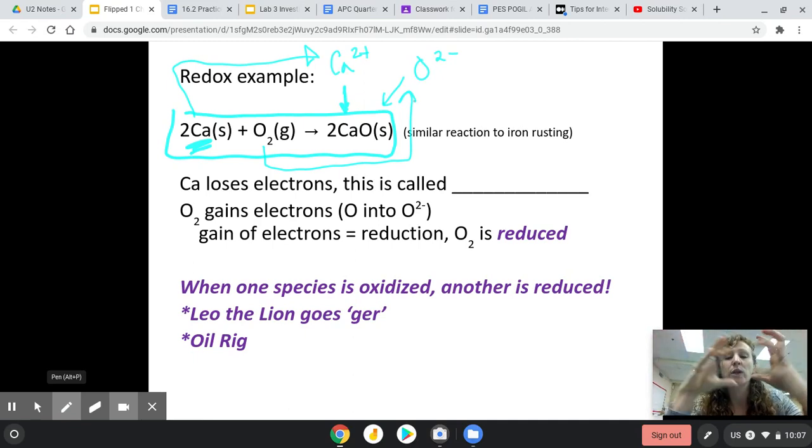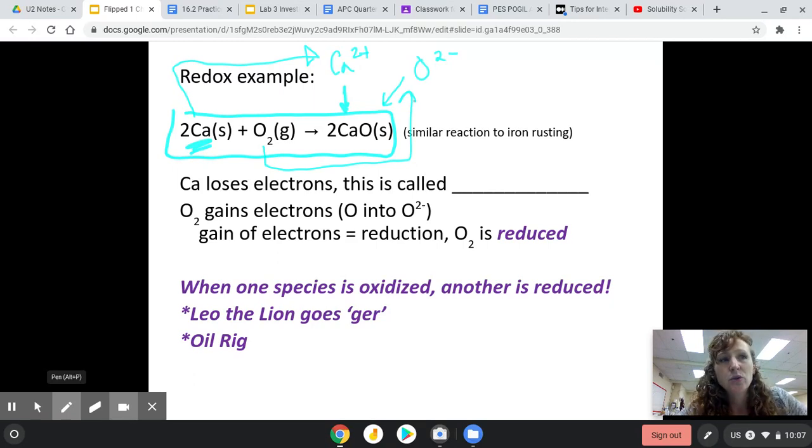So even though it happens within a reaction, within a compound, you can still pull that compound apart to evaluate the charges that are inside it. Now, this is a really common form of oxidation reduction, and that is oxygen stealing electrons from something. And so this is why it's called oxidation, because for a long time, they thought that oxygen stole electrons, and that was the definition of oxidation. It was oxygen stealing electrons.